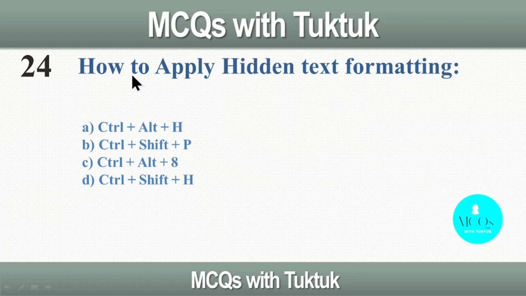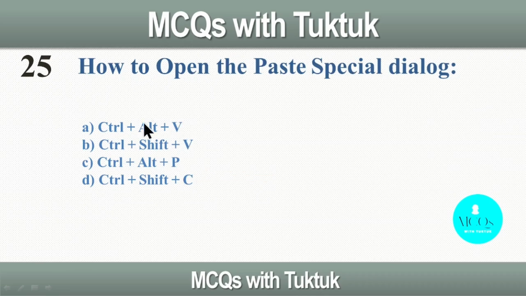Our next question, how to apply hidden text formatting? Ctrl plus Shift plus H. Then our next question, how to open paste special dialog box? Paste special means if you want to paste only the values or you want to paste only some special feature of the copied portion, you can use Ctrl Alt and V.